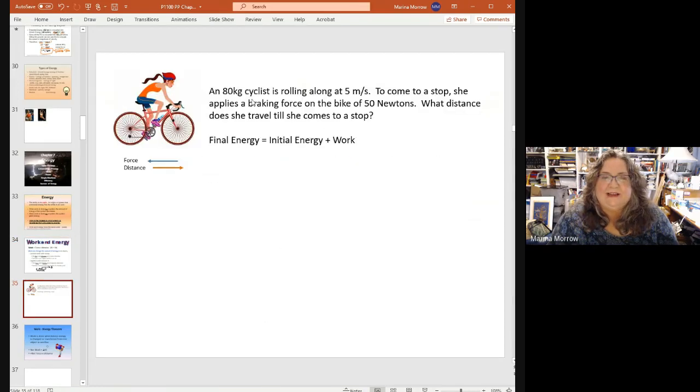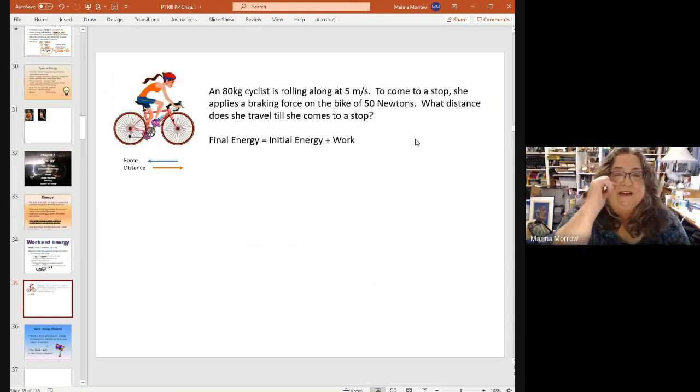Okay, so here's that cyclist again. She was rolling along at 5 meters per second. And so to come to a stop, she applies a braking force on the bike. Oh no, what happened to the other slide? Okay, so she applies a braking force of 50 newtons. What distance will she travel till she comes to a stop? So remember that the kinetic energy that we gave her was 1,000 joules.